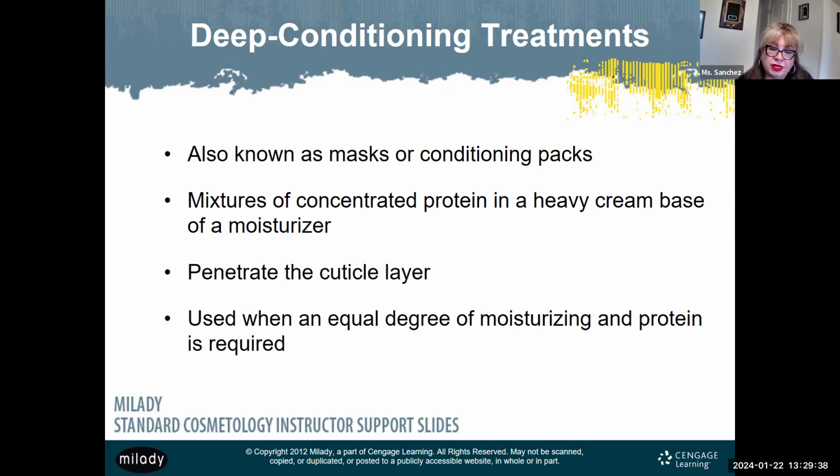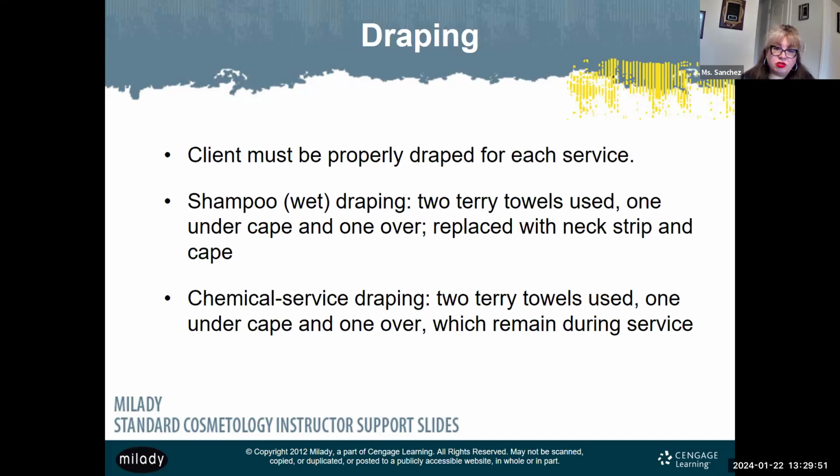Penetrate the cuticle of the layers of the hair. Obviously, the heat will make it penetrate deeper. So we have to use equal amounts of protein and moisturizer. I explained that. So, draping.